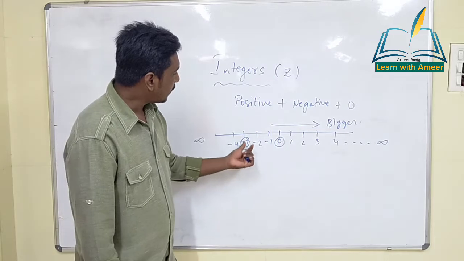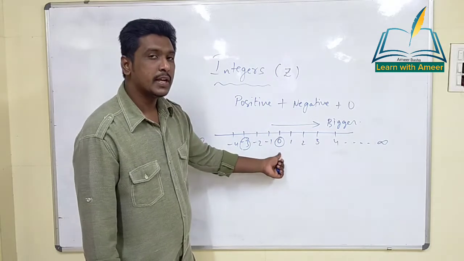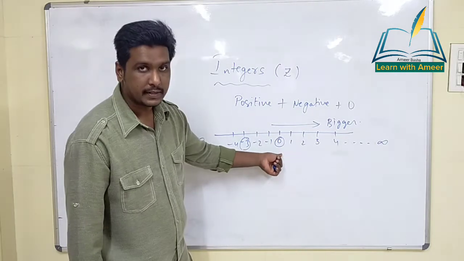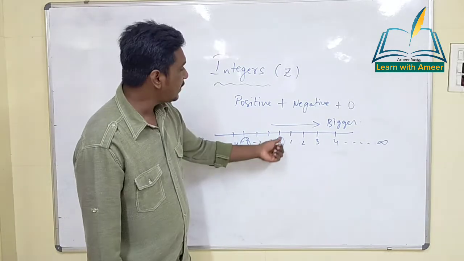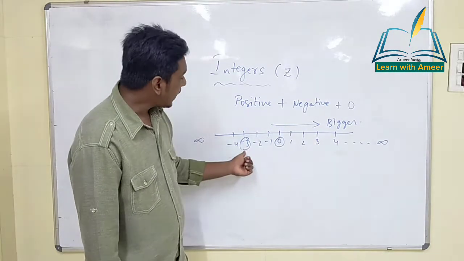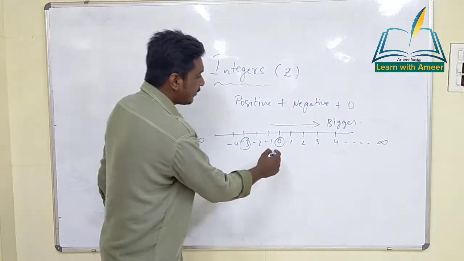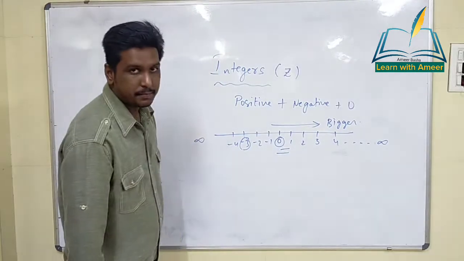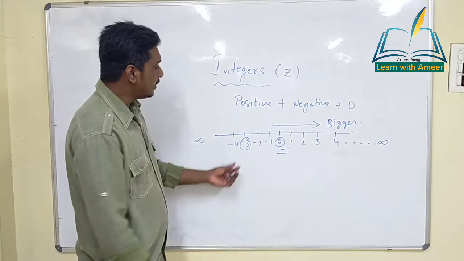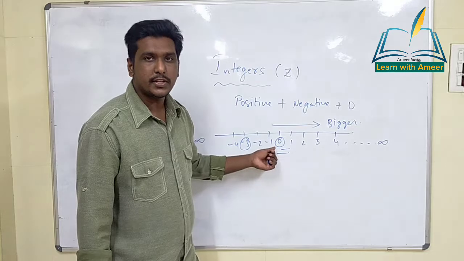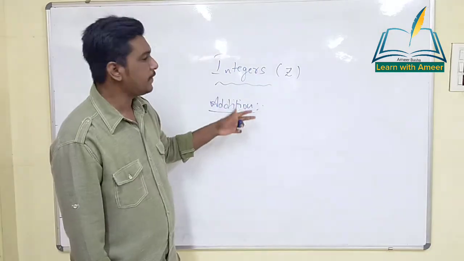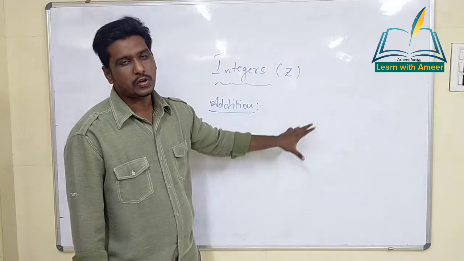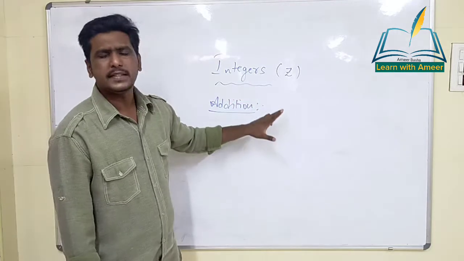So for minus 3, is 0 on the right hand side or left hand side? Right hand side. So whenever on a number line we have one number on the right side of another number, whatever number is on the right hand side is bigger. So now in our example, is minus 3 bigger or is 0 bigger? Obviously 0 is bigger.